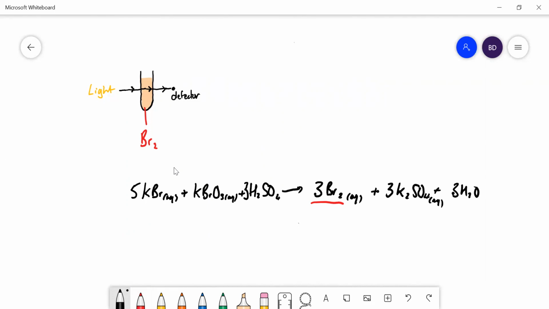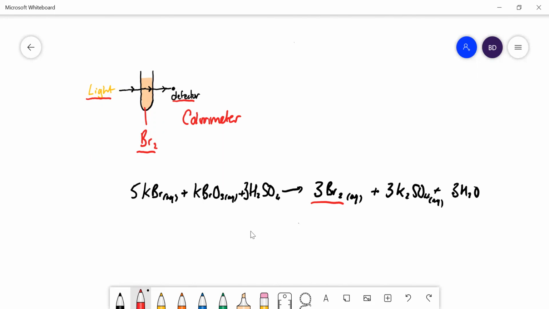So as the reaction proceeds, this brown color gets darker and darker, and you can measure that using something called a colorimeter. So a colorimeter is basically just, you've got a light source, it shines light through the solution, and then you have a detector, and of course the darker the color, the more light will be absorbed by the solution, less light will reach the detector. So you can measure the rate of bromine production being produced continuously in that way.